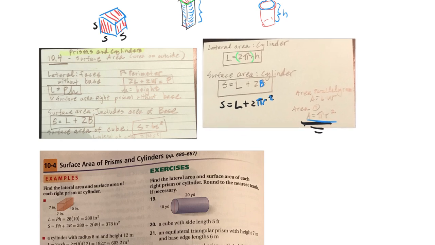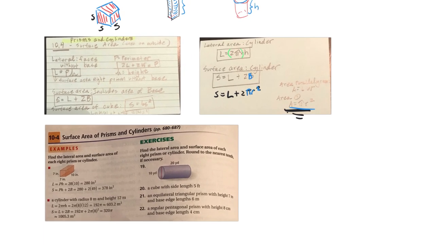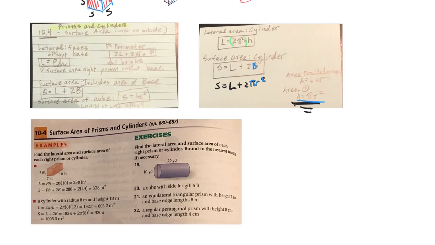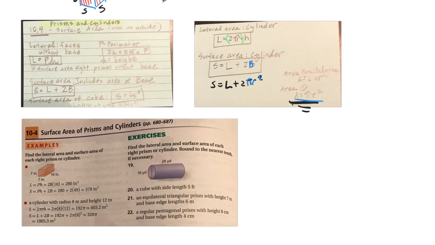Actually, let's not bother with the examples. Let's get right into the problems. So looking at problem number 19, find the lateral area and surface area of each right prism or cylinder, round to the nearest tenth if necessary. Okay, so with regards to problem number 19, we know that L is going to be perimeter times the height, or in the case of a cylinder, it's going to be 2 pi r times the height. So that's going to be easy enough.